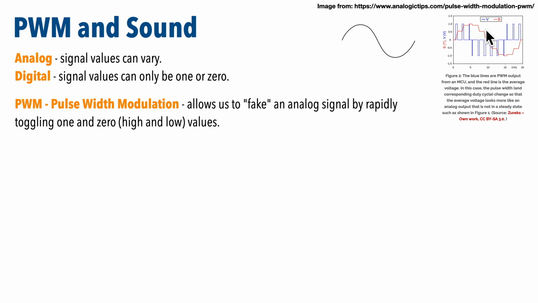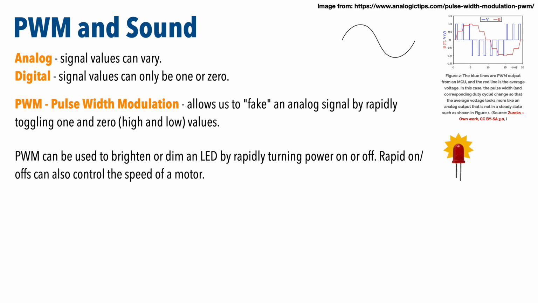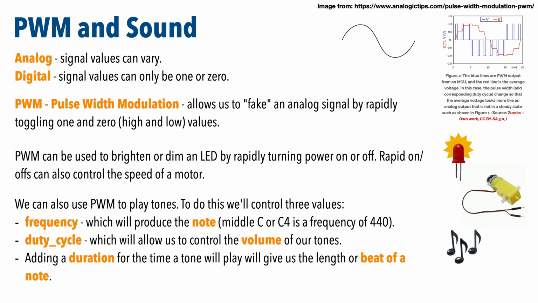PWM can be used to brighten or dim an LED by rapidly turning power on or off. Rapid on and offs can also control the speed of a motor, and we can use PWM to play tones. To do this, we're going to control 3 values. Frequency, that's the number of fluctuations we'll have in a period. Frequency will produce the note, so middle C or C4, for example, has a frequency of 440 Hertz. We'll also use duty cycle to control the volume of our tones. And we'll also add a duration. This will control the time the tone plays, and this will give us the length or beat of a note.